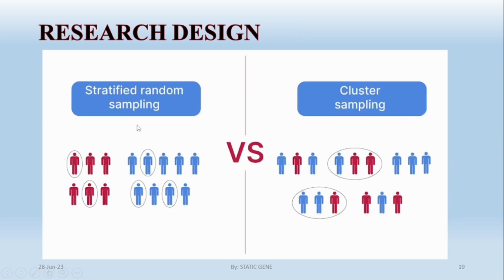This photo shows us that in stratified sampling, everybody who is male is grouped alone, and females are grouped alone. In cluster sampling, we are using other characteristics to cluster our participants.